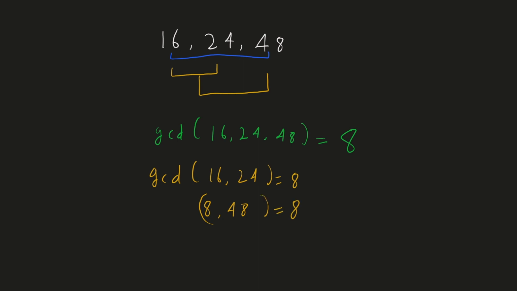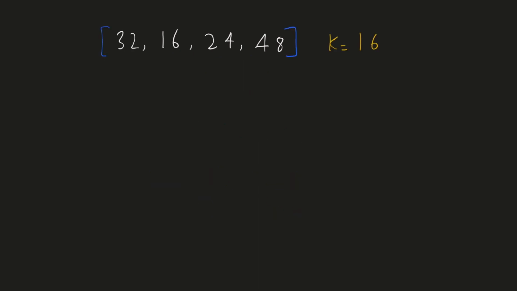Let's look at a complete example. Here the required GCD is 16. We'll start at each element, and for each subarray starting at that point, we'll check if the GCD is 16 or not. For this subarray, the GCD is 32. The GCD of this with 16 is 16. Hence we'll increment the counter.